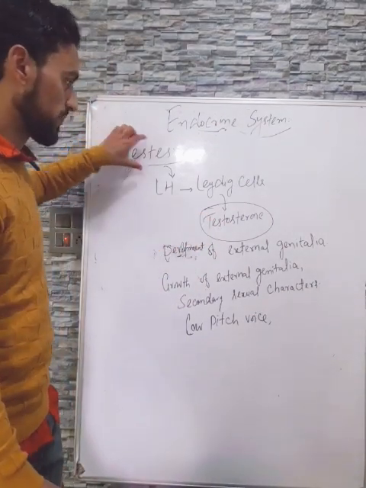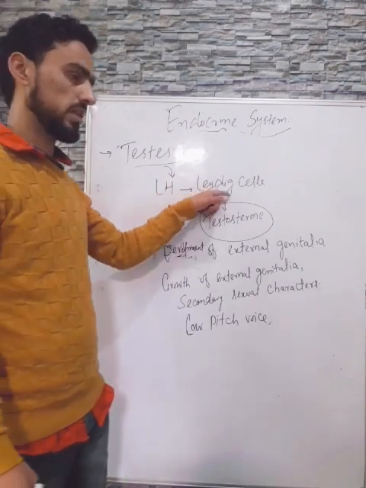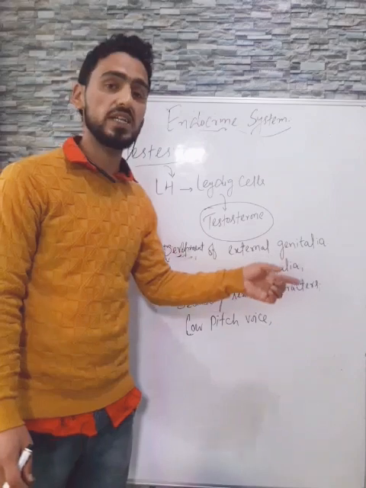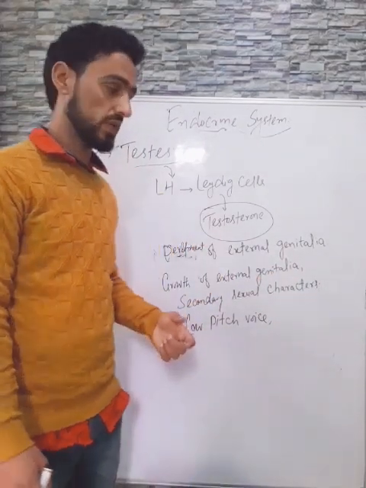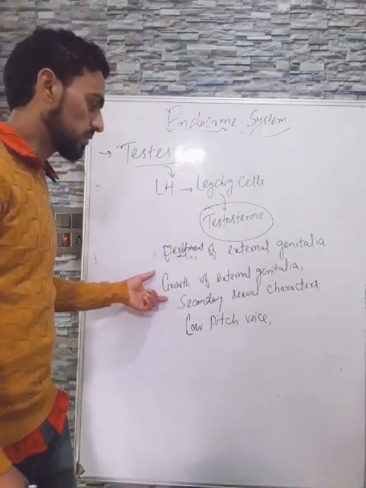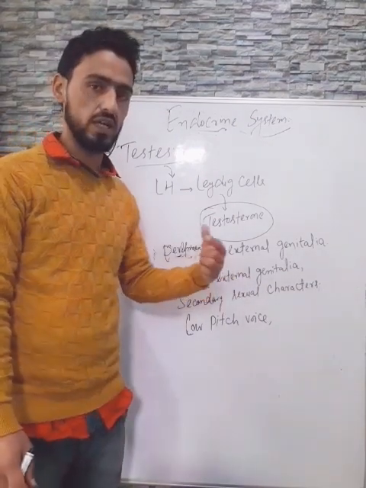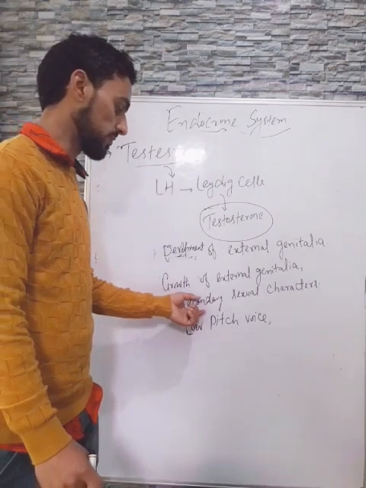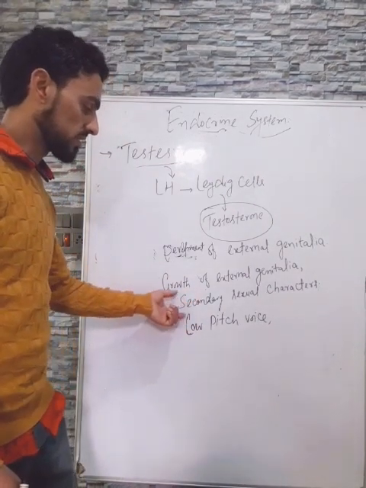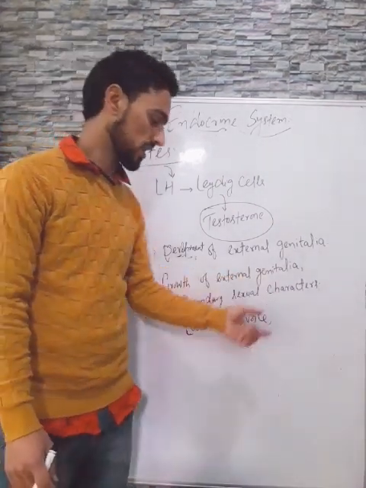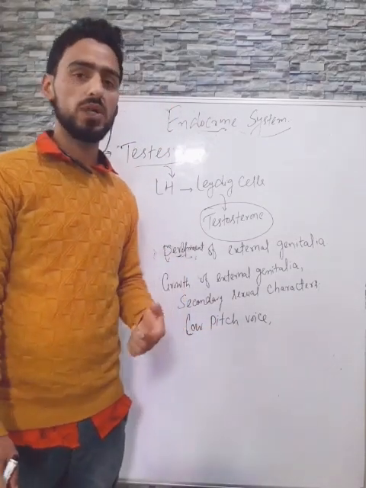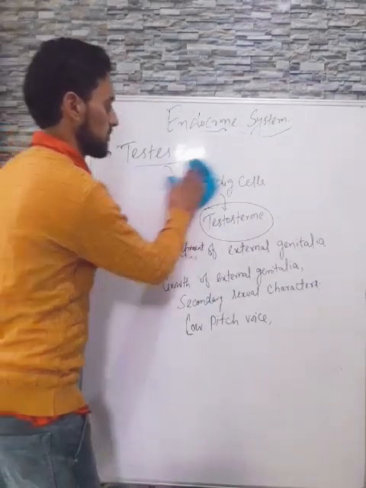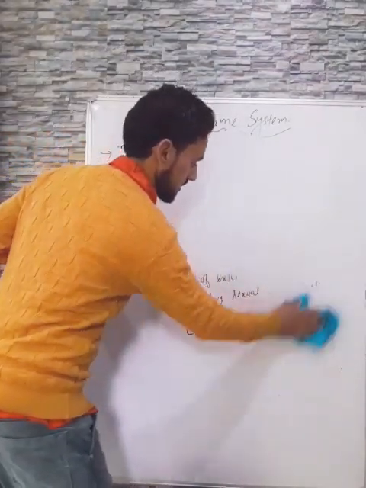Once again, the testes: under the influence of LH, the Leydig cells secrete testosterone, and they help in the development of external genitalia in the developing male baby, and also help in the growth of external genitalia at the time of puberty in boys. After that, it also helps in the development of secondary sexual characters at the time of puberty. These are the various functions of the hormones secreted by the testes.